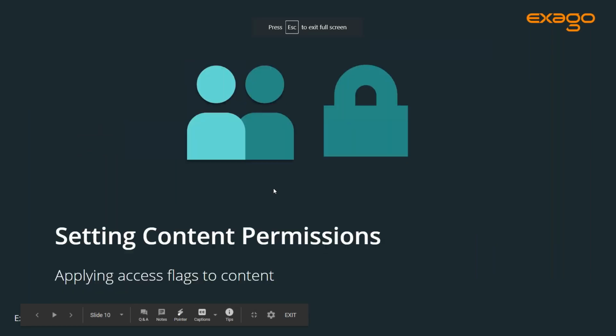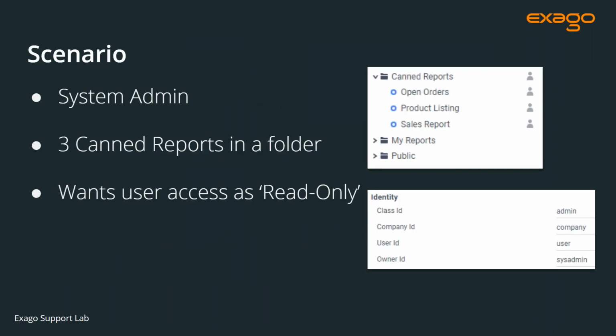Awesome. Okay, so moving on from the access flags, we might talk about how we set content permission. Using the utility and through SQL, we're going to show how this can be done. All right, so here's our scenario. You're a system administrator, you have 3 canned reports in a folder that you've built, and you want the user to have access to them, but you want them to have read-only access.